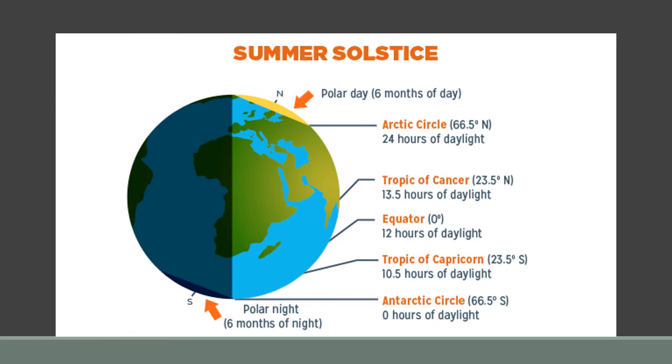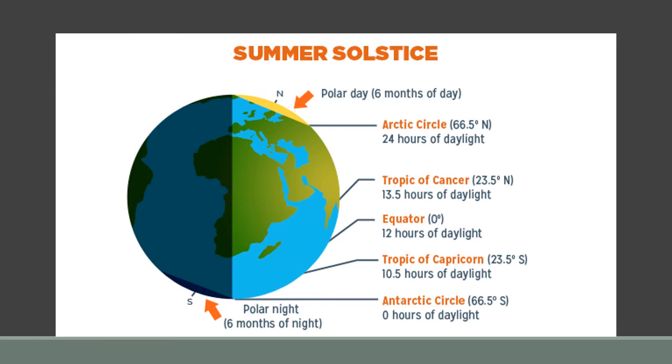Let's look at the Tropic of Cancer. It has 13.5 hours of daylight. Equator, it has 12 hours of daylight. Tropic of Capricorn has 10.5 hours of daylight, and Antarctic Circle, 0 hours of daylight.